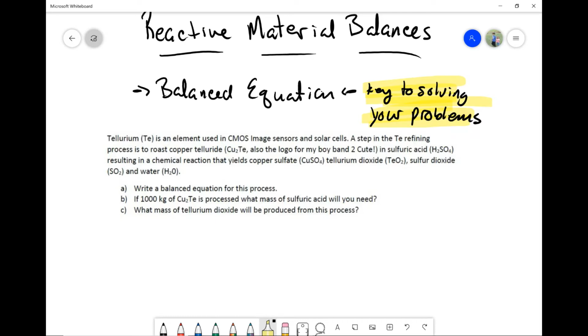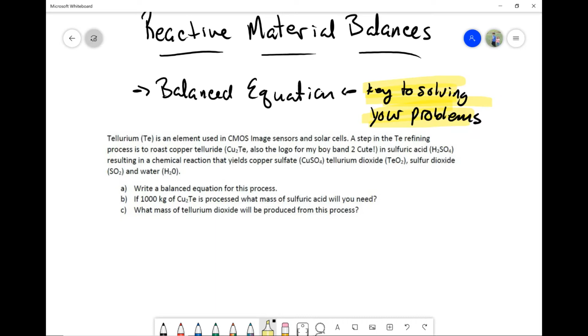Tellurium is an element used in CMOS image sensors and solar cells. A step in the tellurium refining process is to roast copper telluride, Cu2Te, which is also the logo for my boy band Too Cute, if you didn't know, and sulfuric acid. That's an interesting process. So we're roasting copper telluride and sulfuric acid, and you have a chemical reaction that yields copper sulfate, tellurium dioxide, and sulfur dioxide, as well as water, H2O.